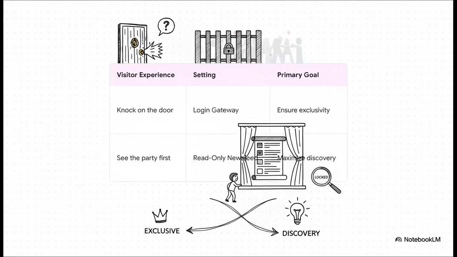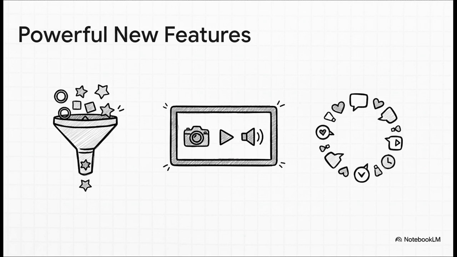And this chart breaks down that choice perfectly. You can have everyone who's not a member hit a login screen. They basically have to knock on the door to get in. Or you can show them a read-only version of the newsfeed, letting them look around before they join. One is all about exclusivity, the other is all about discovery. Of course, the update also packs in more powerful tools to make these communities feel alive. We're talking way better content filtering, seamless support for photos, videos, you name it, and real-time activity streams so the whole place feels dynamic and engaging.